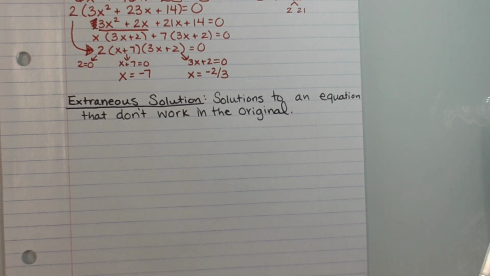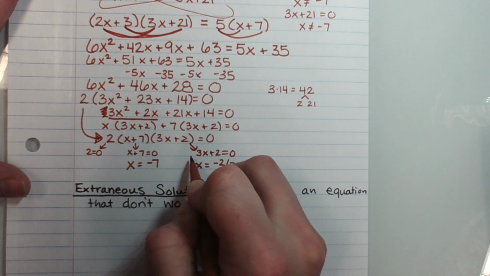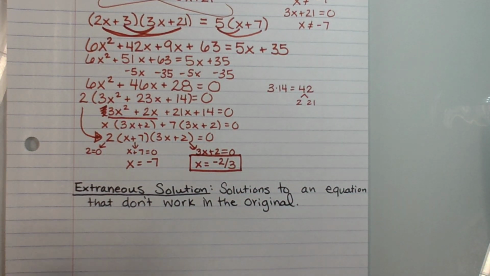And so with rationals, you have to check for excluded values when you are solving. You have to check that the answers you got are not excluded values. The only answer to this equation is actually x equals negative 2/3.